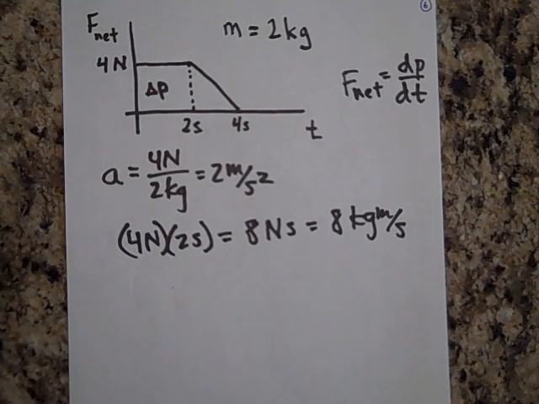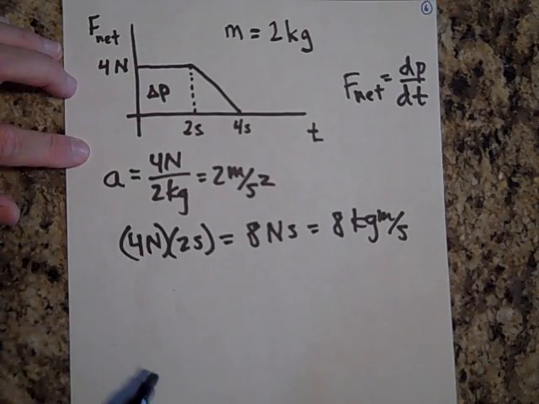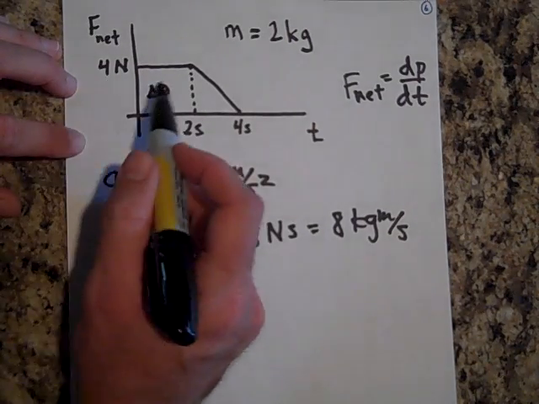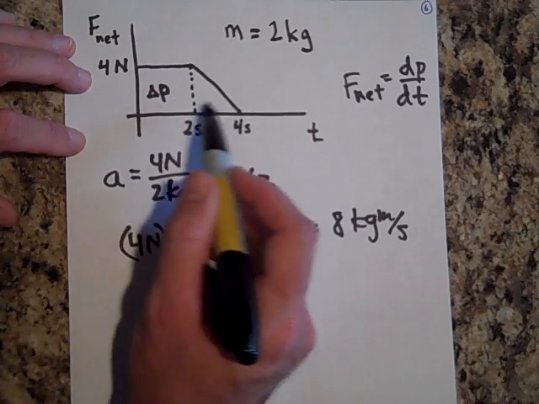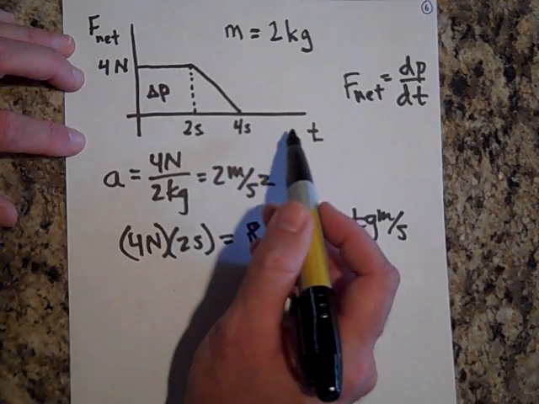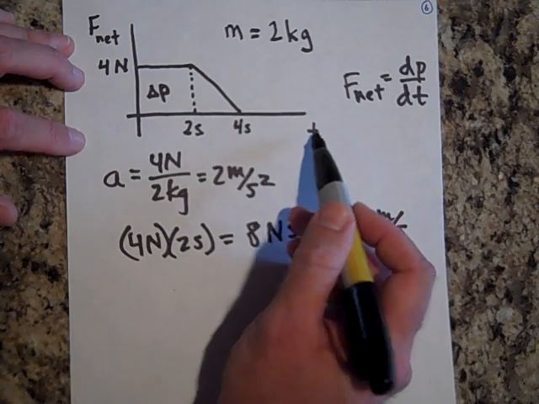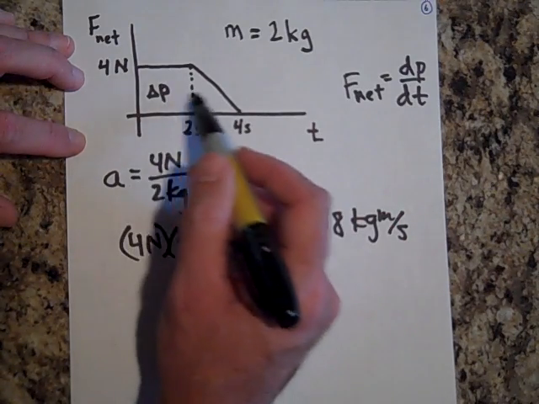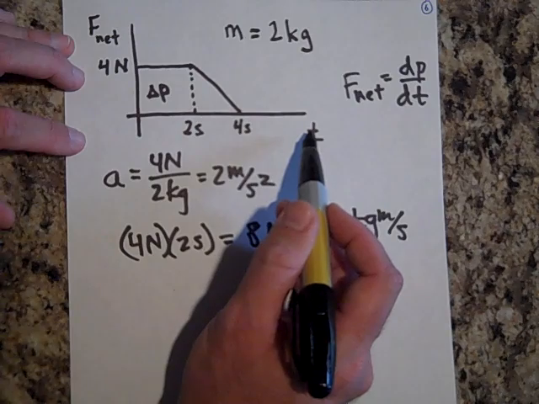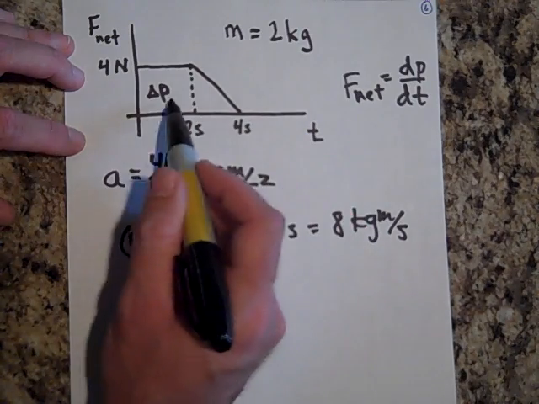Okay, we're back with the same problem. Just to remind you, this graph is describing the net force on this object with time. Notice that it's not with distance. If it were with distance, then we're talking about a change in kinetic energy. But when it's with time, you're talking about a change in momentum.